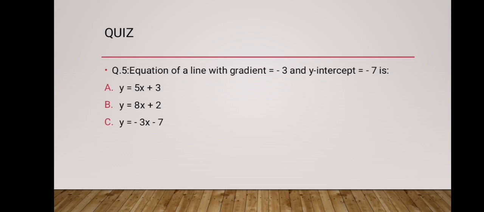Here we have the last question, where we have to form an equation whose gradient is given as minus 3 and y-intercept is minus 7. So y is going to be equal to minus 3x minus 7, and option C is the correct answer for this question.